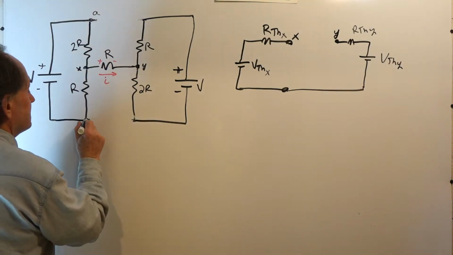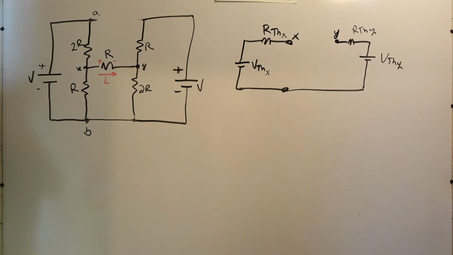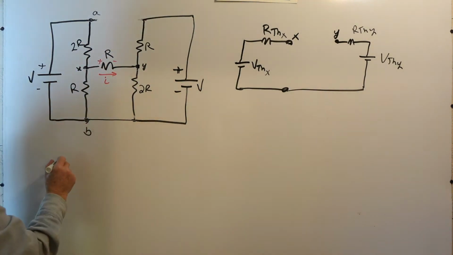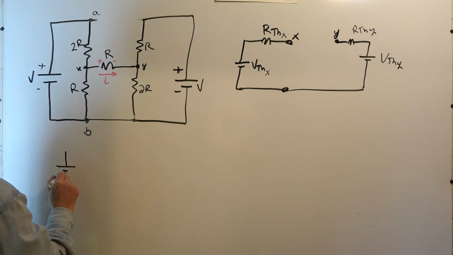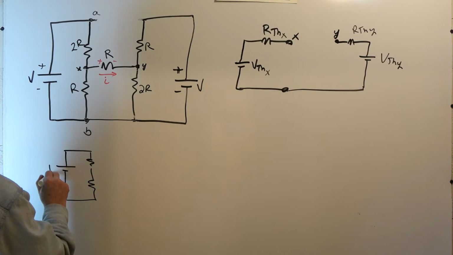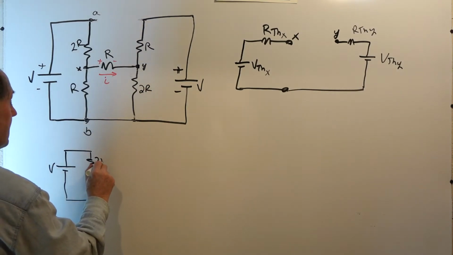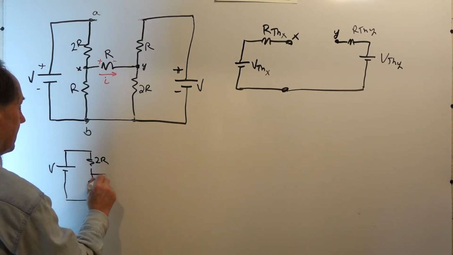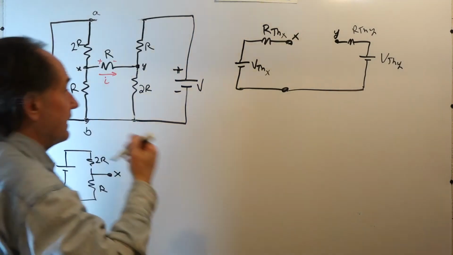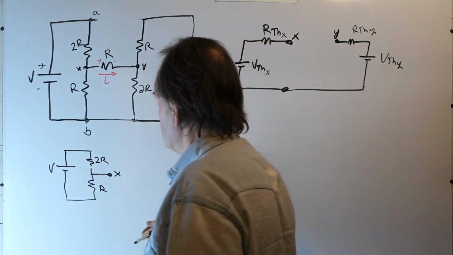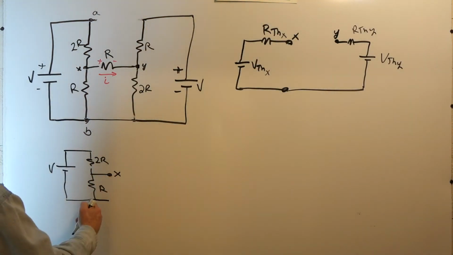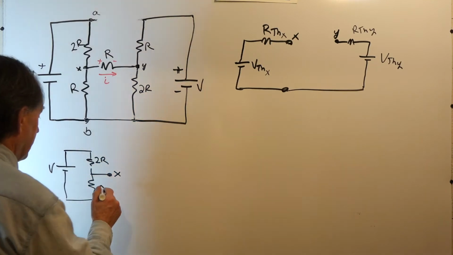Well, actually, we can just keep that connection there. So what I have looking in here is a voltage source working into a voltage divider. This is V, this is 2R, this is R, and this is my node X. So looking in, the way we get the Thevenin voltage is the open circuit voltage with no load connected here. Well, that's just a simple voltage divider.